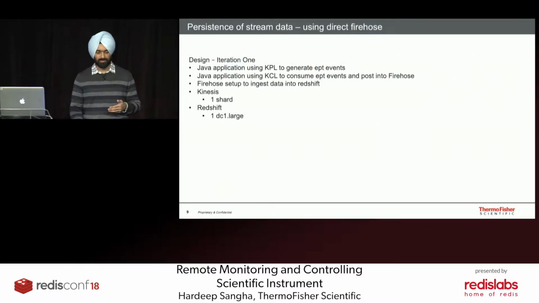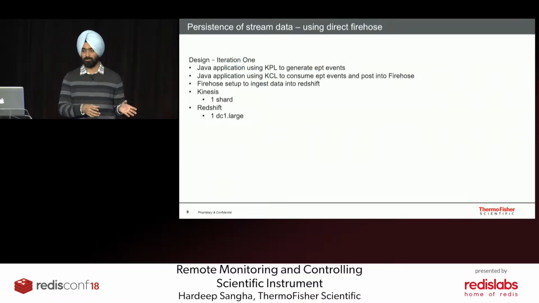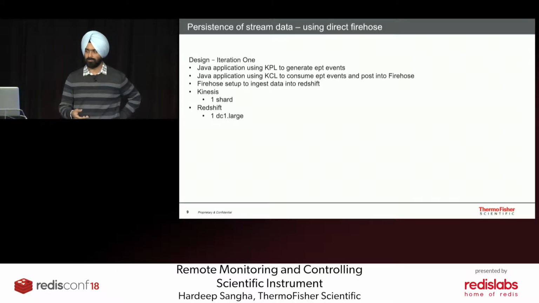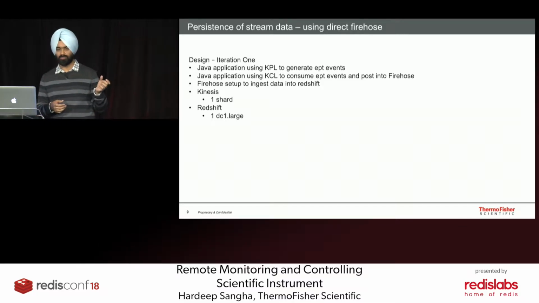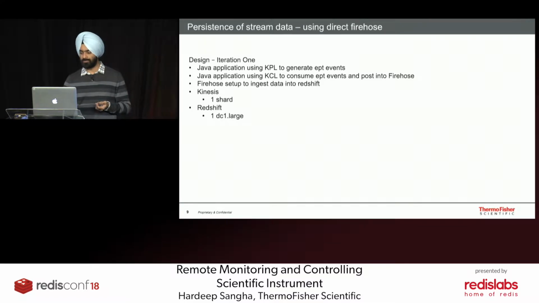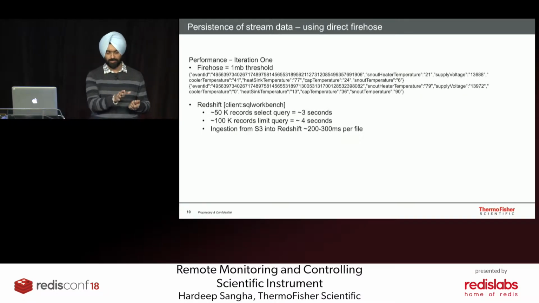Okay, so how do we test this? The instrument wasn't available, and we wanted to come up with a design. So the first iteration would be KPL. KPL is the Kinesis Producer Library, and there's a consumer library. We wrote some code using these libraries, and said, from Firehose, let's put it into Redshift, a small size, just one shard of Kinesis and a very small Redshift instance. We're doing something like this.